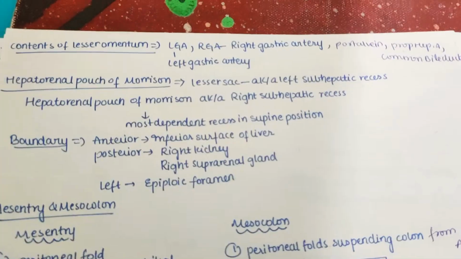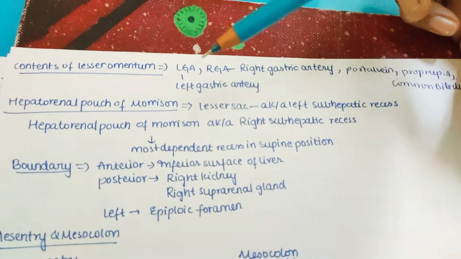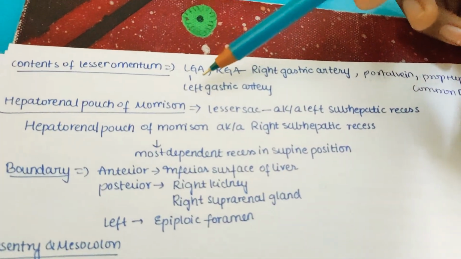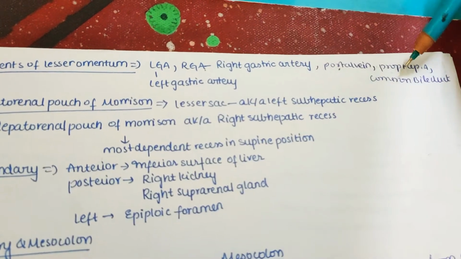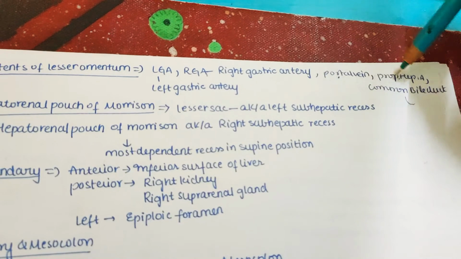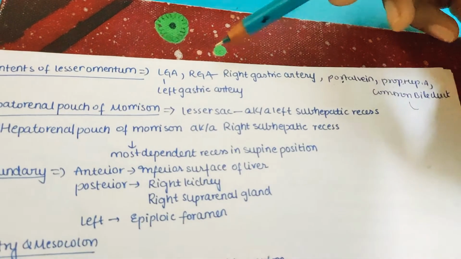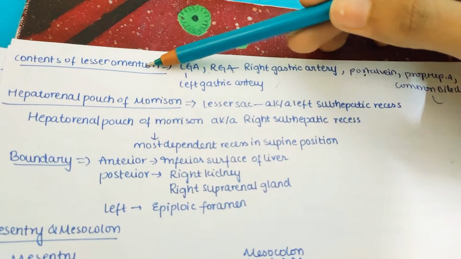Okay, so now let us discuss the contents of the lesser omentum. As we have seen, the lesser omentum contains the left gastric artery, right gastric artery, portal vein, proper hepatic artery, and common bile duct. So actually these three are the triad structures, and these are the left and right gastric arteries. So these are the contents of the lesser omentum.